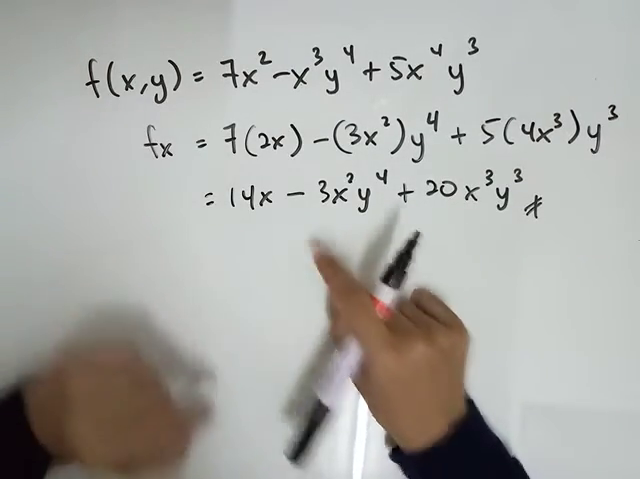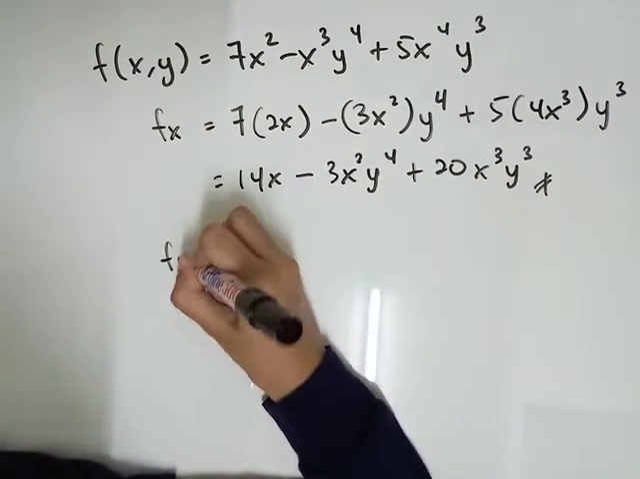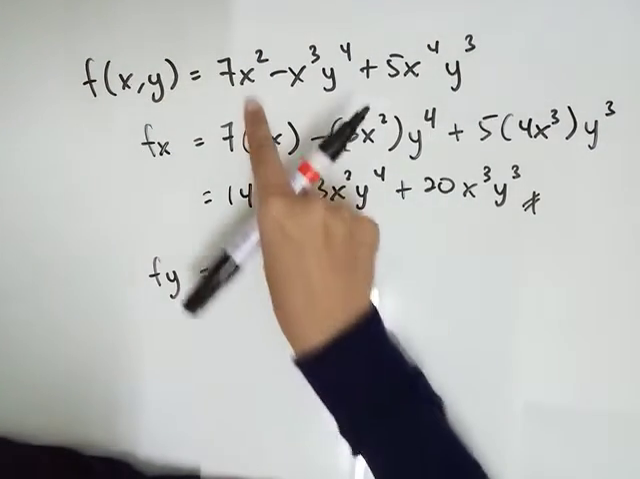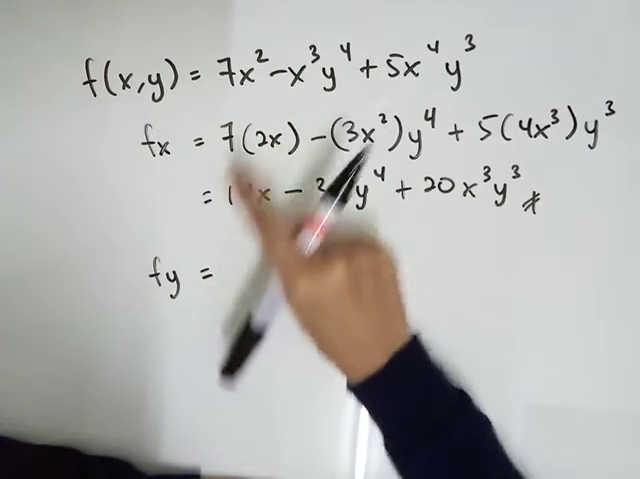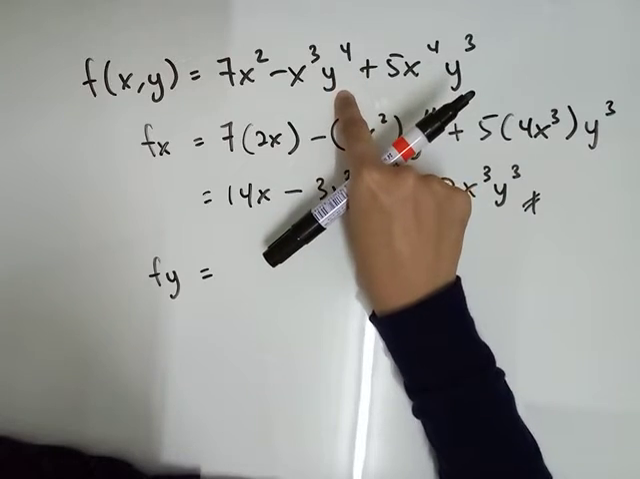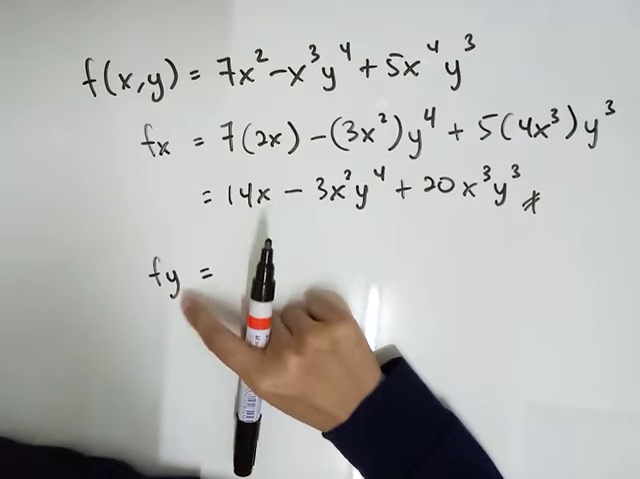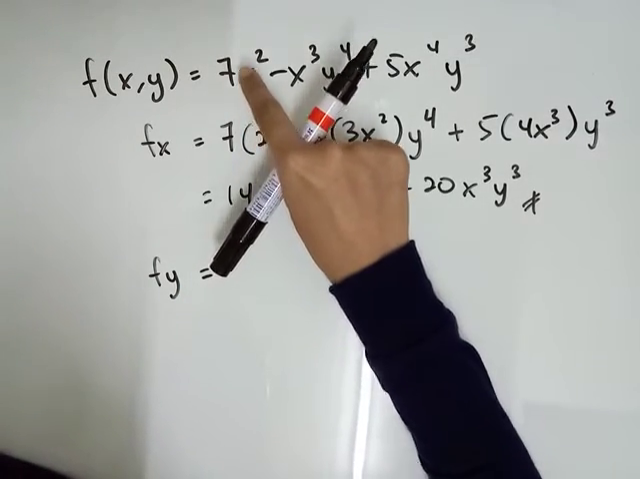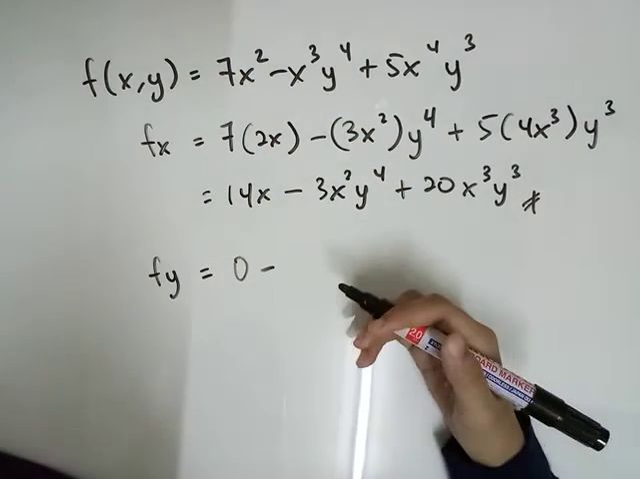So how do we differentiate with respect to y? The partial derivative with respect to y. We assume x is a constant. When we differentiate with respect to y, we assume x as a constant, and we only differentiate the variable y. So 7x squared is a constant. Differentiate with respect to y, that means we assume x is constant, so differentiate a constant, we get 0.